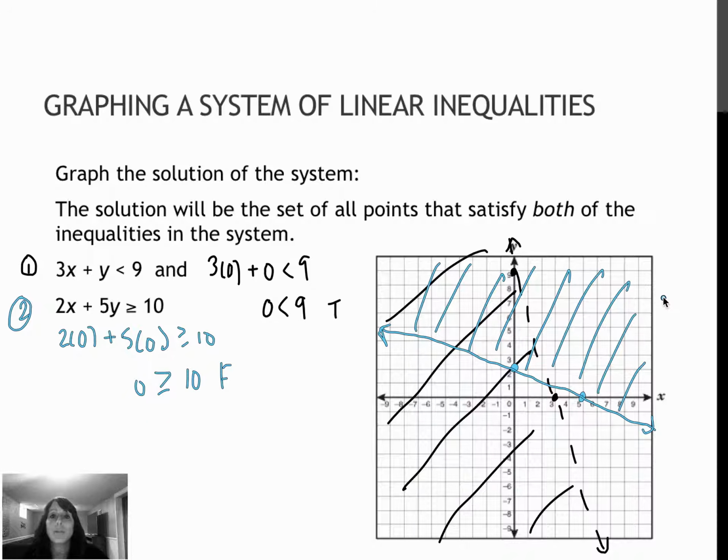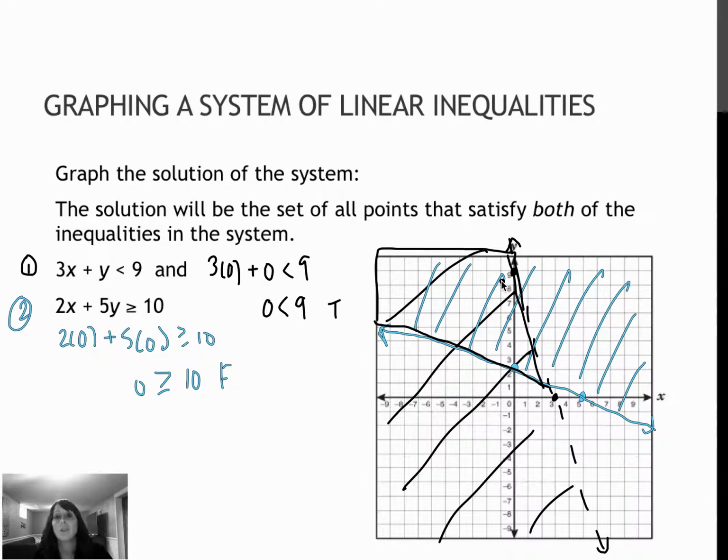Now what I'm looking for is where would both be shaded. So where would anything be shaded? I need it to where it would satisfy both of the inequalities. And I can see that would be this region right here, because it is both shaded with black and shaded with blue.